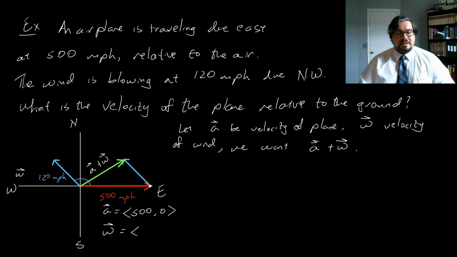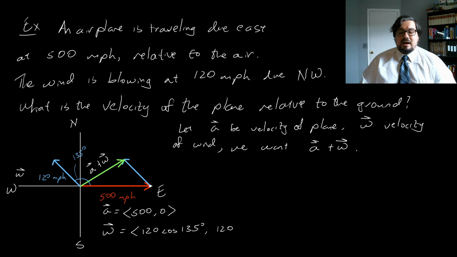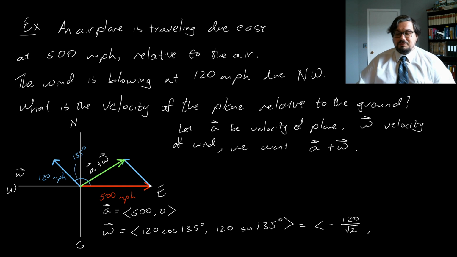The wind vector here is going in a direction of 135 degrees. It's blowing straight northwest, exactly halfway between straight up and straight left. That forms an angle of 135 degrees. It also has a magnitude of 120, so the components of W are 120 cosine 135 degrees, comma, 120 sine 135 degrees. Cosine of 135 degrees is negative 1 over the square root of 2, and sine of 135 degrees is 1 over the square root of 2, so we get negative 120 over the square root of 2, comma, 120 over the square root of 2.